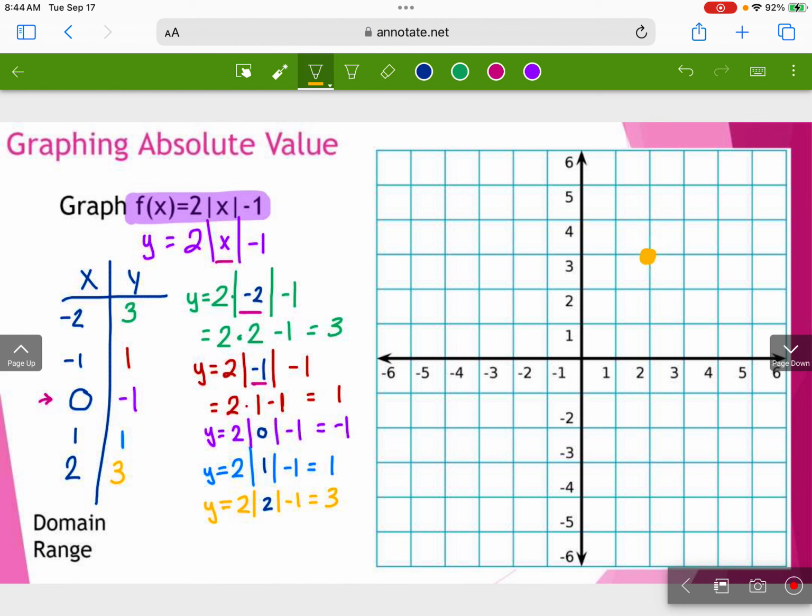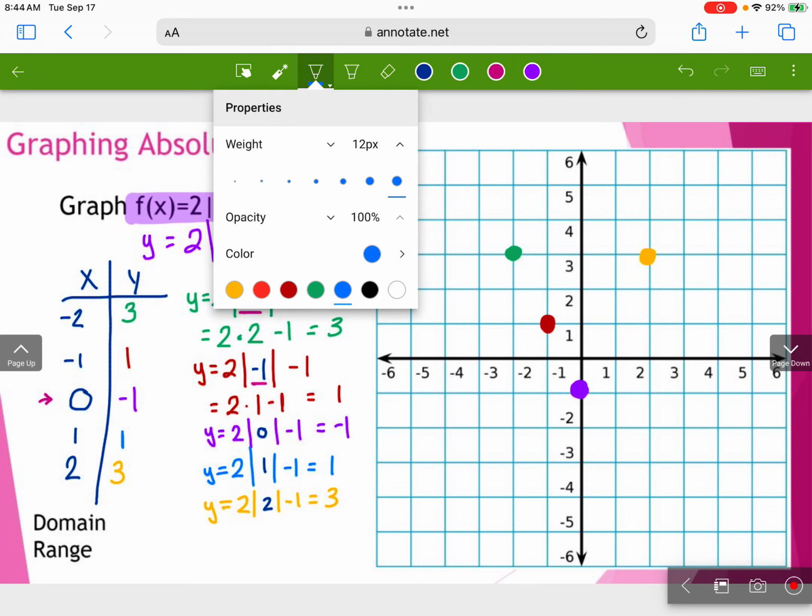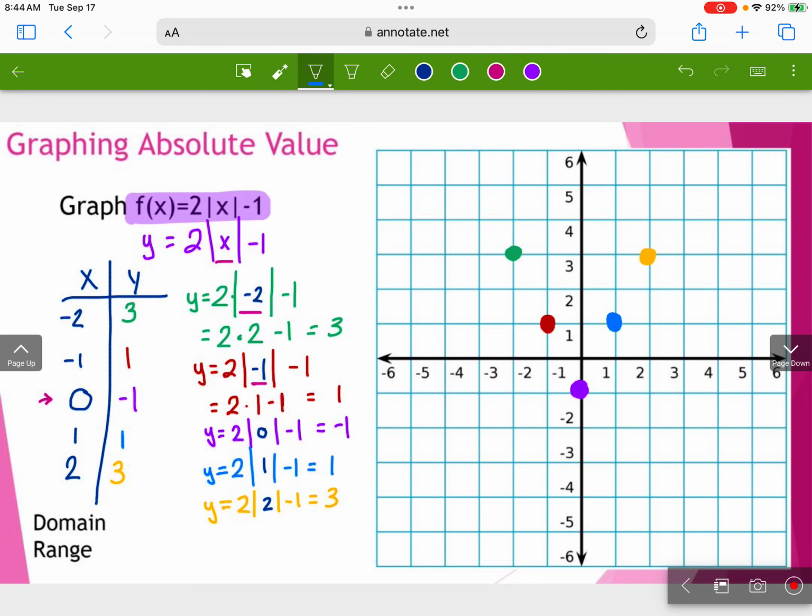So plotting all of our points, we have our negative 2, positive 3, our negative 1, positive 1, 0, negative 1, and 1, 1, and 2, 3. I've plotted them in the colors. I did them on the left so that you guys could see it.